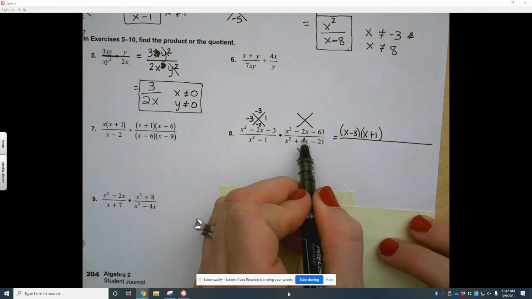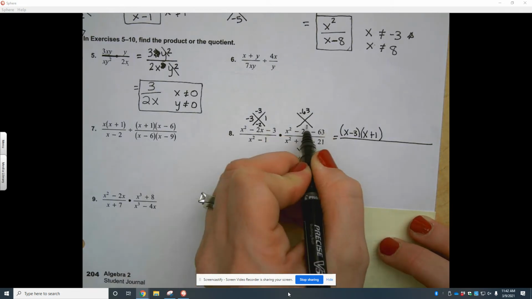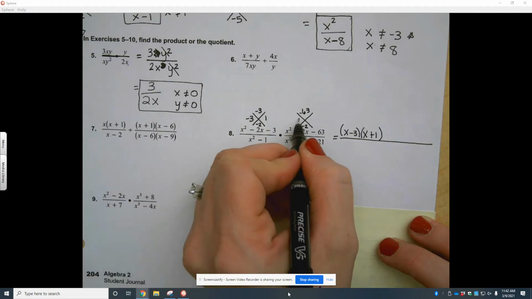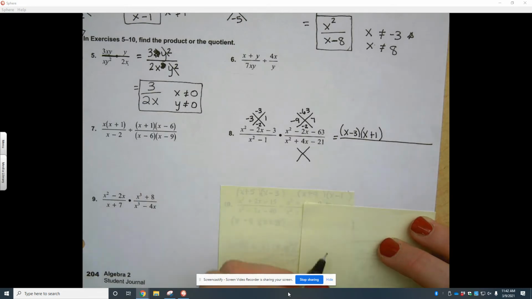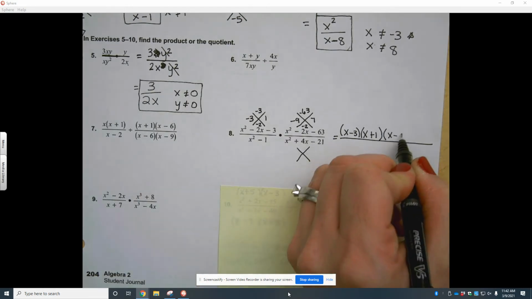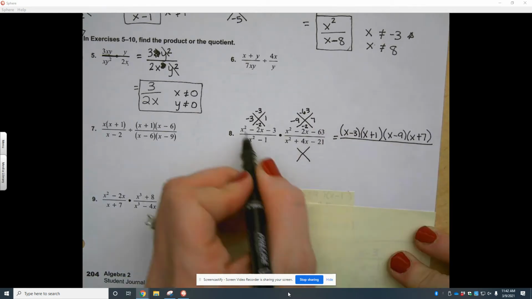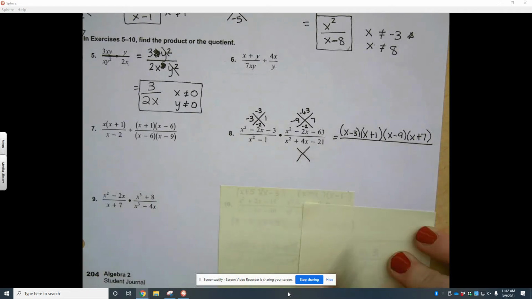And I'm just going to keep going. So I'm going to have -63 and -2. And that's going to be 9 and 7 are 2 apart, and I want the bigger one to be negative. So my other part of my numerator is going to be x minus 9 and x plus 7. So that's all that multiplication on the top. All my factors are right there.